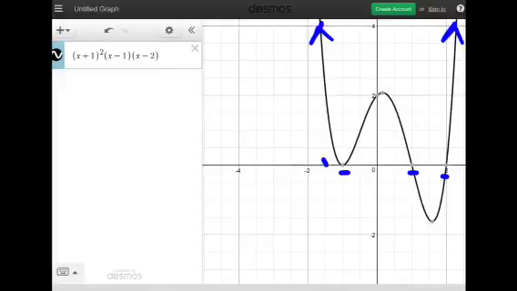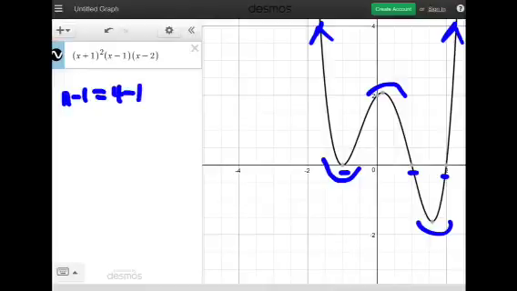Okay, it's asking to give the number of turning points. So here is 1 turning point, 2 turning points, and 3 turning points. So we got 3 by looking at the graph. And so if we use a formula, n minus 1, the power of this function is 4, right? It's x to the 4th power, so it's 4 minus 1, which gives us 3, which matches what we got on the graph.